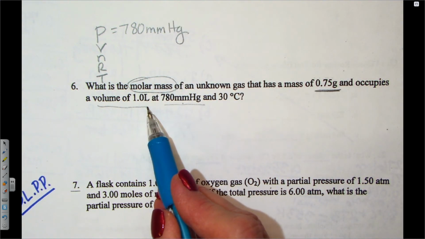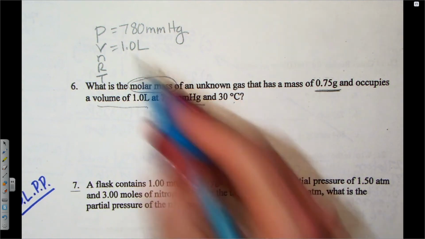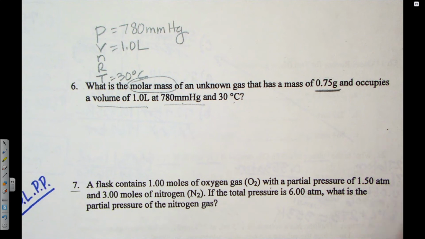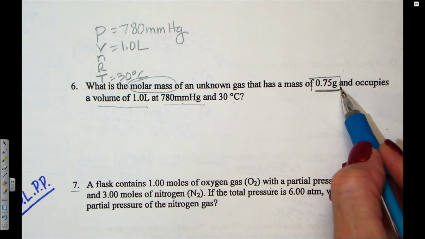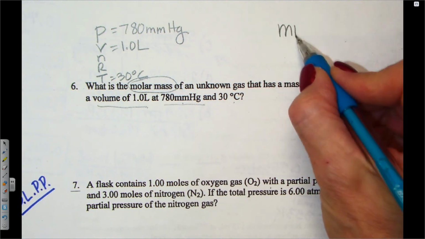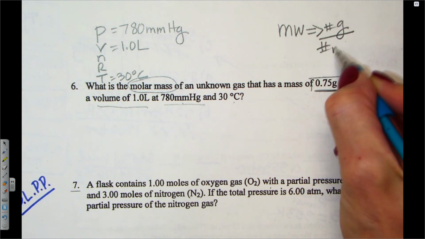The volume is 1 liter. The temperature is 30 degrees Celsius. And we know we have 0.75 grams of it. We'll use that later since we're looking for molar mass. Remember, molecular weight or molar mass has units of grams per mole.